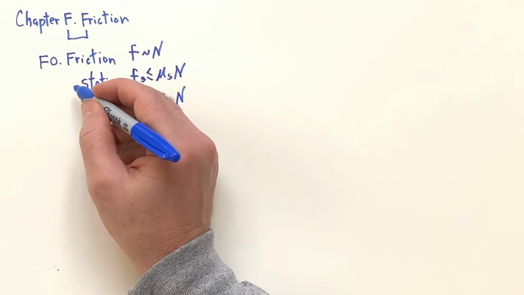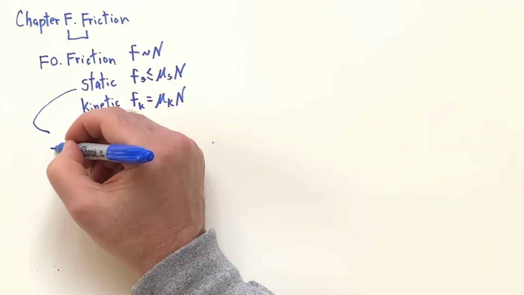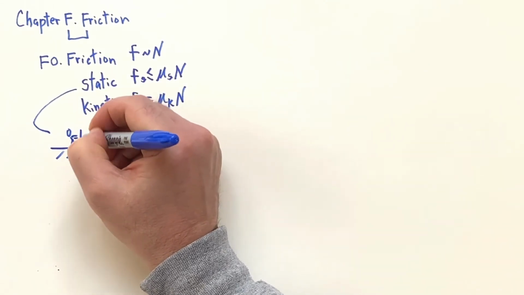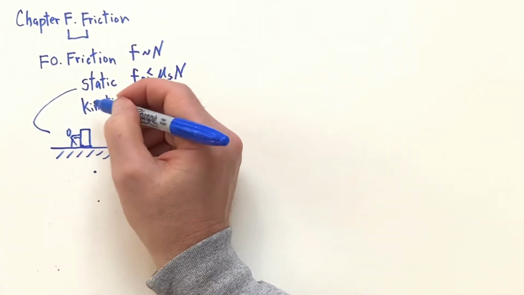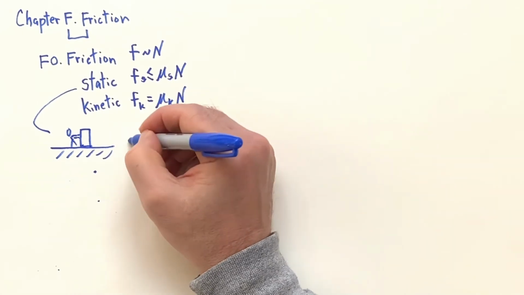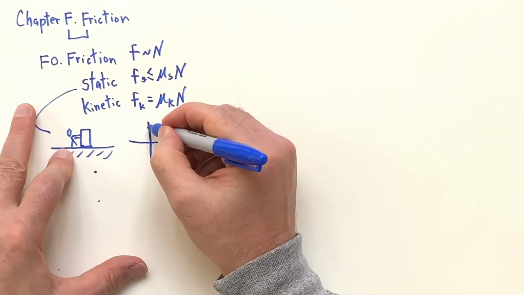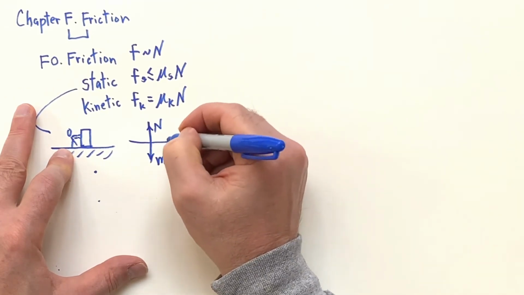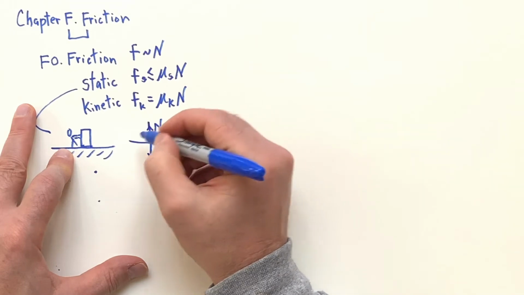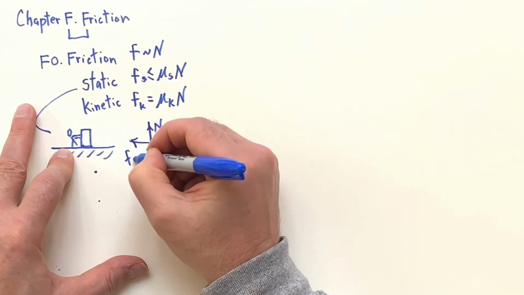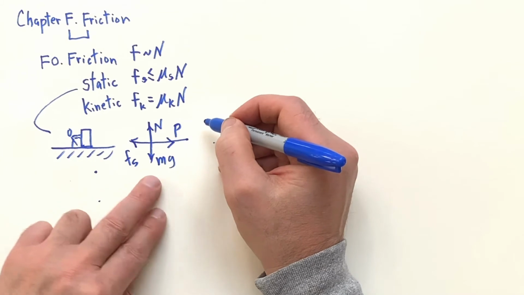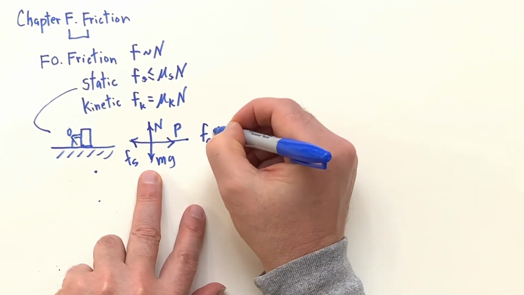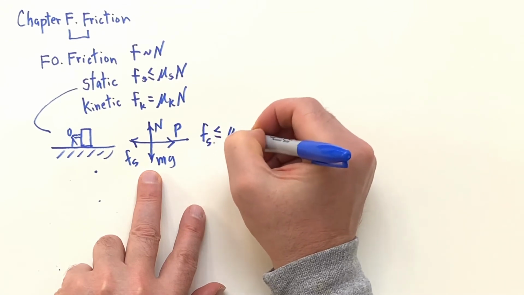Let's look at the static case again and do a little sketch of a person pushing a mass, and then do a little force diagram. Here you would have normal force going up, mg going down, and say it's a push with P, and this would be the force of static friction going back. So you would have the static friction in this case to be less than or equal to some mu_s N.